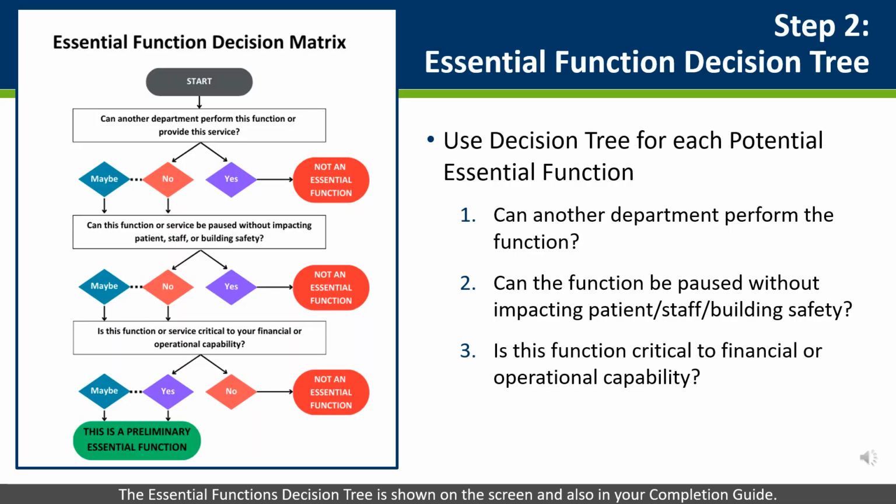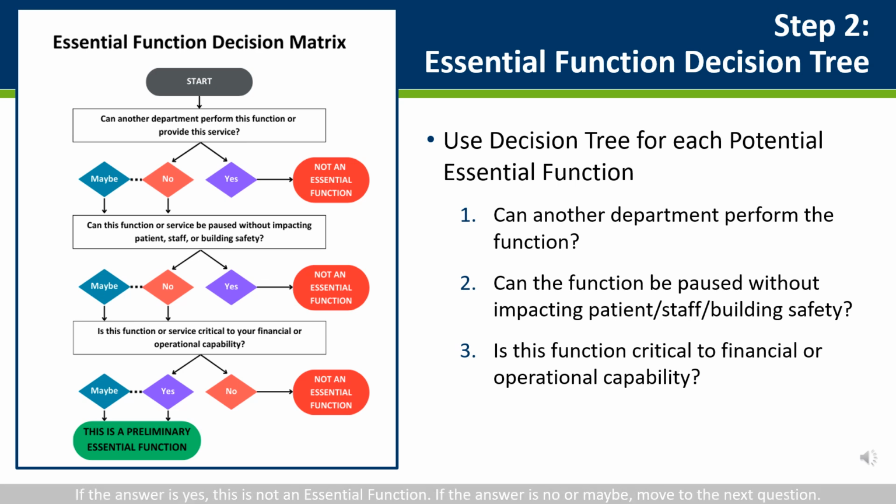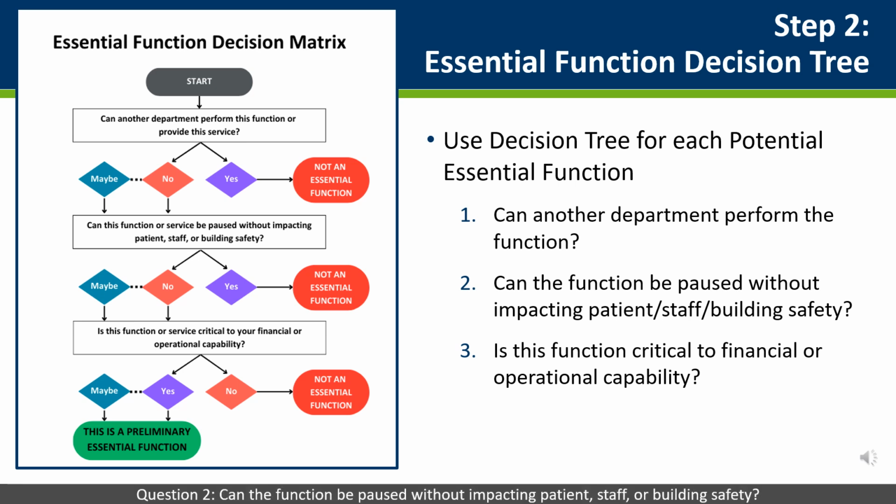The essential functions decision tree is shown on the screen and also in your completion guide. This decision tree is comprised of 3 questions and will help us further narrow down our potential essential functions. For each potential essential function from above, work through the decision tree as you ask yourself 3 questions. Question 1, can another department perform this function? If the answer is yes, this is not an essential function. If the answer is no or maybe, move on to the next question. Question 2, can this function be paused without impacting patient, staff, or building safety? If the answer is yes, this is not an essential function. If the answer is no or maybe, move to the final question.